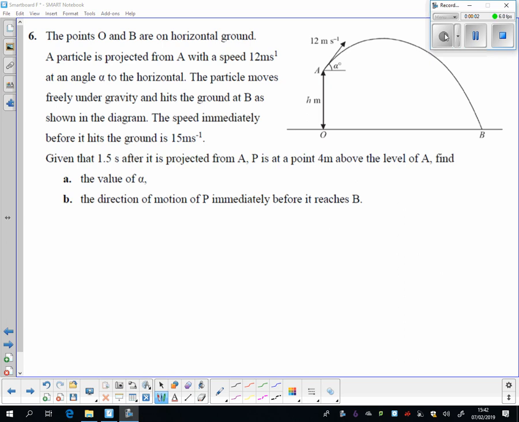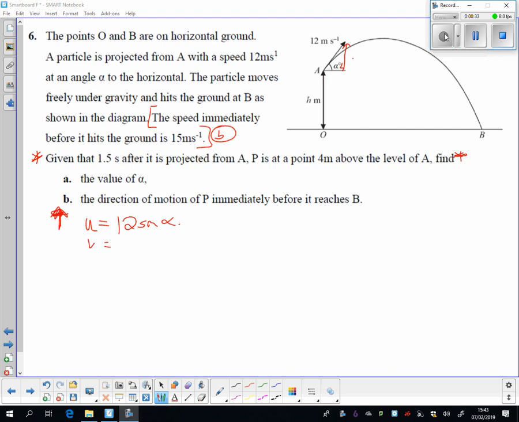Question 6 has quite a lot to read through here, and quite annoyingly this bit of information here we don't actually need till part B. It's this piece of information here that we need for part A. So if I'm going through part A, I'm going to go for the vertical height of this, and it initially is going up here, the opposite bit over there, so that is 12 sine alpha.